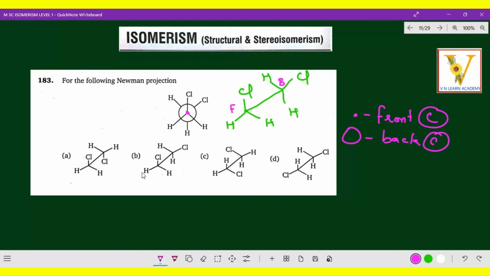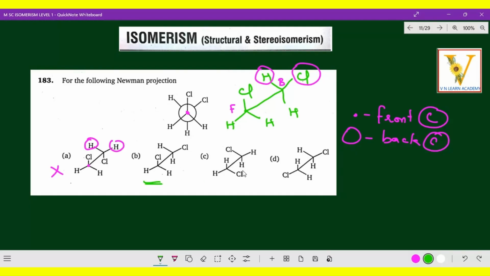So which is the correct option? This is Cl H on the front carbon, and on the back carbon hydrogen, hydrogen here, and chlorine is available. So this will not be the correct option. Whereas in the second one, front carbon has Cl hydrogen, which is fine, and the back carbon has H Cl H. Yes, the second option is correct.